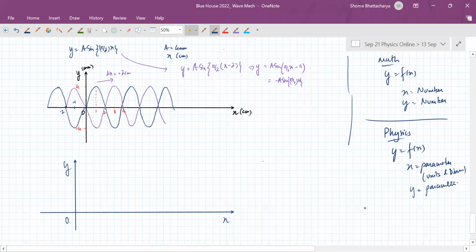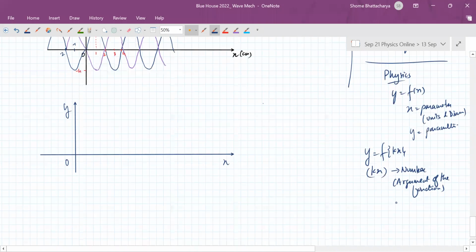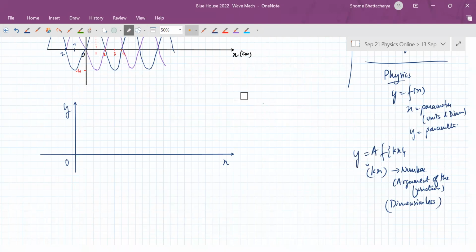So typically we'll write the equation like this: y is equal to f of k into x. So that k into x is a number, which is the argument of the function. So it should be dimensionless. And again, there should be some constant into that so that y also has some dimension. I'll just explain this with an example or two and it will become clear to you.